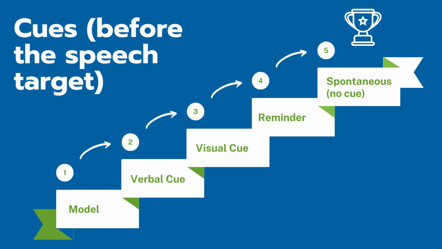Remember, our goal is to provide the cue that allows the speaker success most of the time. If they make a mistake, you can repeat with a more supportive cue. And if they continuously get it right, you can use a less supportive cue. Your SLP will guide you as to what cues to use and when to move to the next step of the speech stairs.